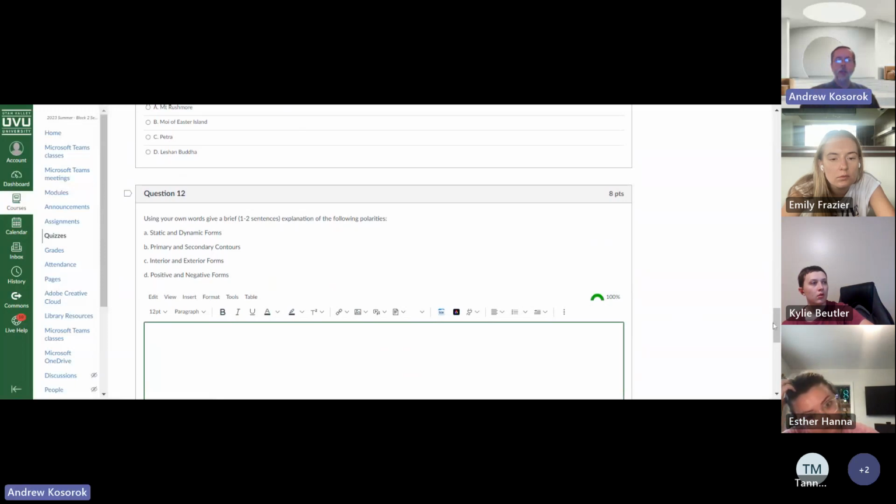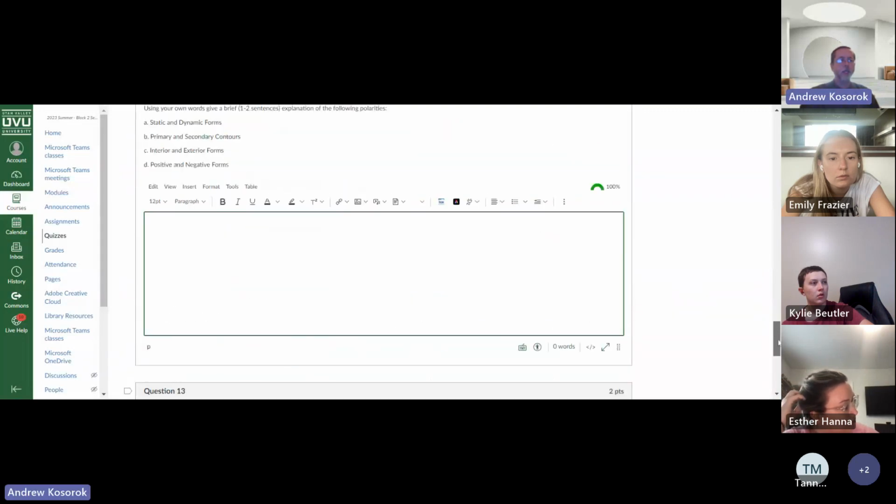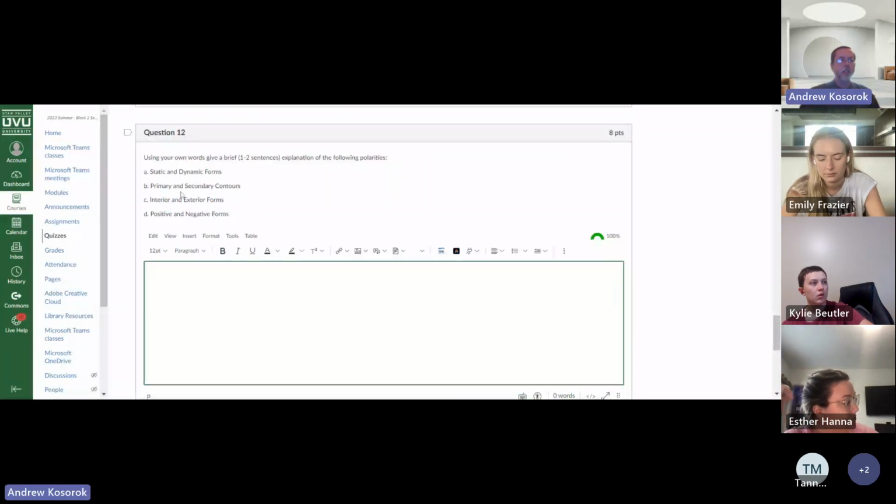Okay. And then this number 12, what's important on number 12 is you're going to write static and dynamic forms, and then you're going to give a short definition for both static and dynamic forms. So static forms and dynamic forms. All right. So you're actually going to give 8 short definitions. So an interior form might be something on the inside perimeter of a sculptural piece. An exterior form might be the silhouette of the sculptural piece. That's how long those definitions need to be. All right.